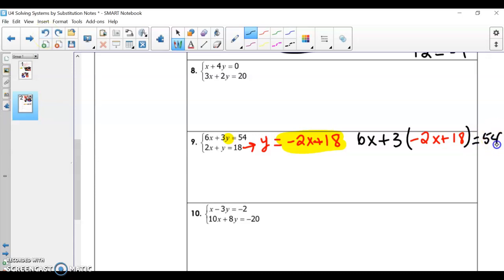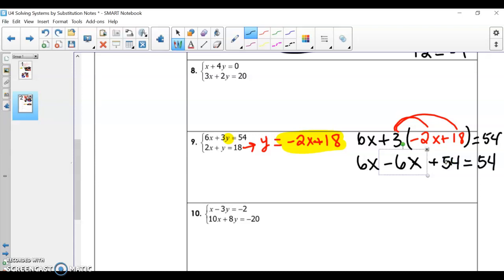We're going to solve this one just like we did the other one. Start by distributing. The 6x is going to stay the same for now. You take the 3 times the negative 2, which gives you negative 6, and bring down your x with it. Then 3 times 18. If you type that in your calculator, 3 times 18 gives you 54. So it's going to be positive 54 equals 54.